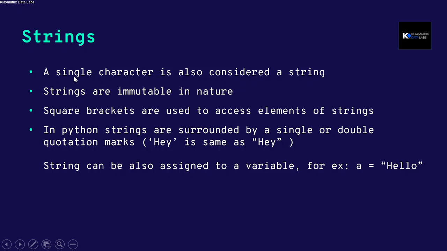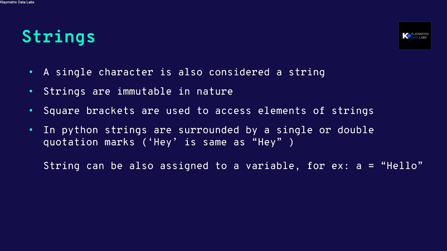So a string, if I say x is "ABC" within quotation marks, so ABC becomes a string. But if I say x is equal to "a", which is a single character, that also is a string in Python. Strings are immutable in nature in Python, which means you cannot change the construct of a string. We'll show it to you with an example shortly in the code.